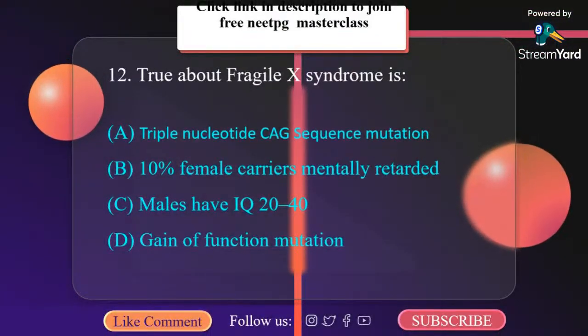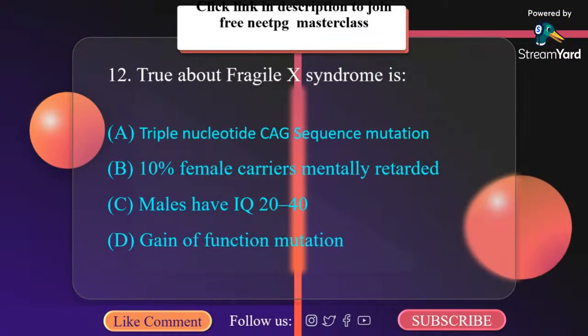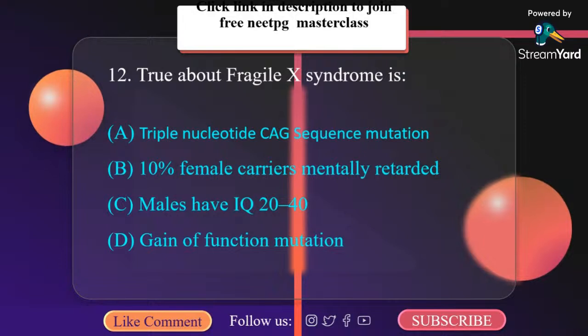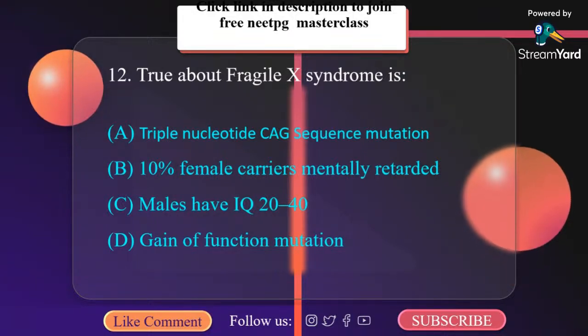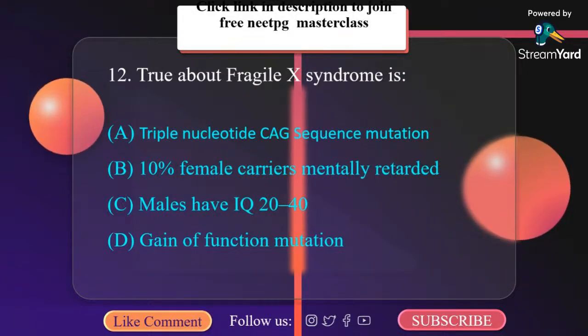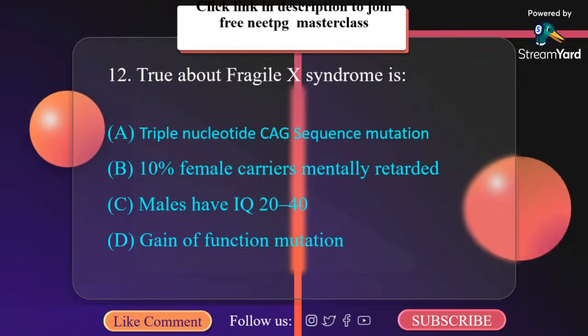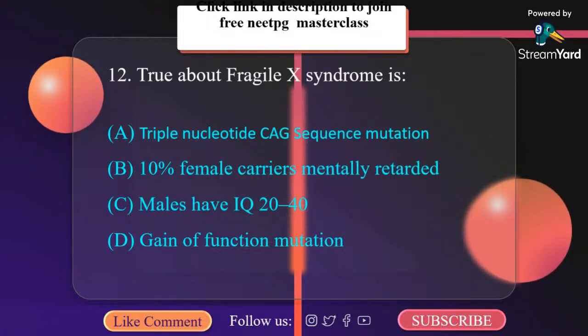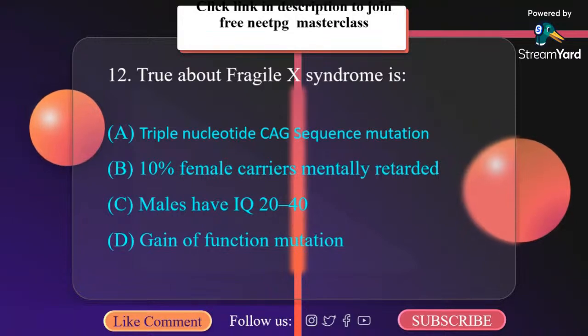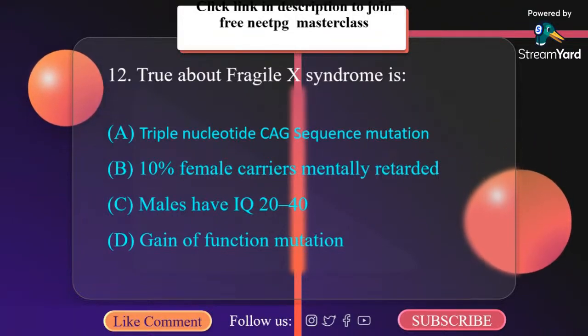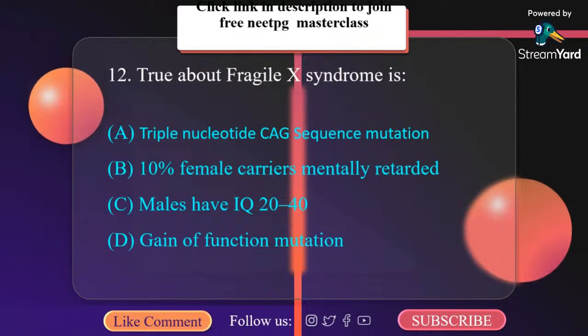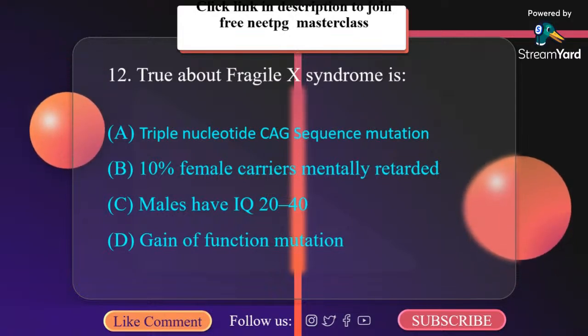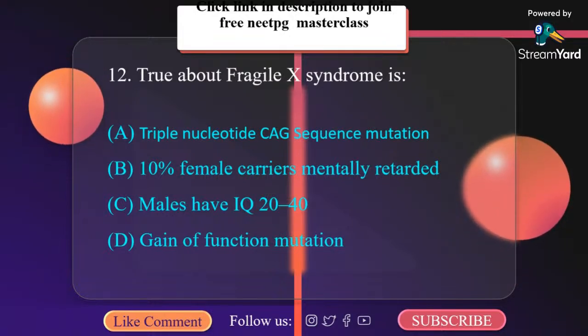True about fragile X syndrome is: A. Triple nucleotide CAG sequence mutation. B. 10% female carriers intellectually retarded. C. Males have IQ of 20 to 40. D. Gain of function mutation. Triple nucleotide CAG sequence mutation: CGG repeats are seen in fragile X syndrome. 10% female carriers mentally retarded: again, it is false. Why? Mental impairment with retarded or borderline IQ occurs in 35% of carriers.